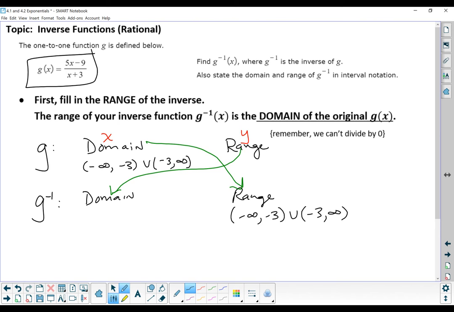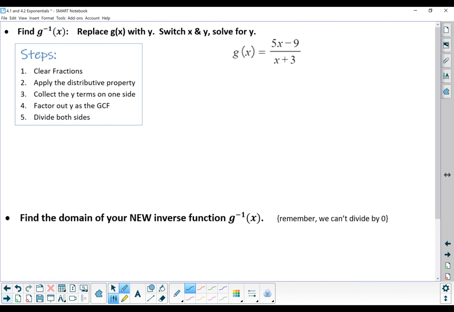Okay, so we've filled in the range of our inverse, but now we are going to figure out algebraically what the inverse is. So here are the steps for finding g inverse. We've got some fractions here, so our first step is to clear the fractions. We're going to be distributing a little bit, and then these 2 steps are key. Collect the y terms on one side and factor the y out.